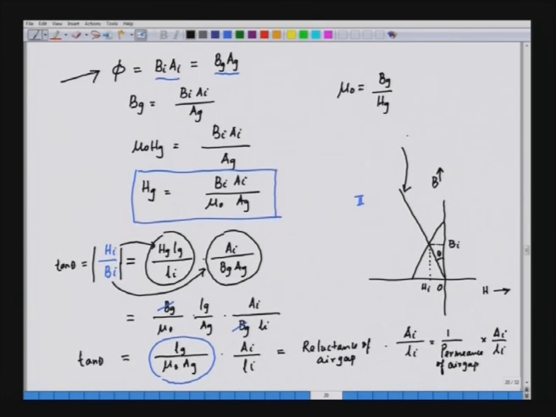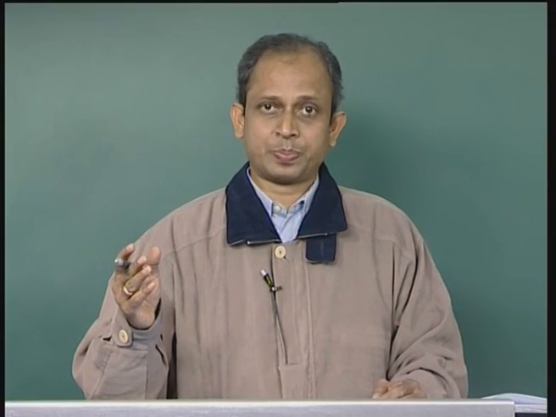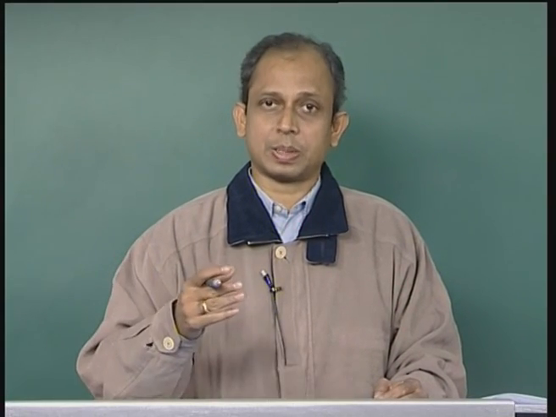We can call this the air gap permeance line. So, this is the significance of this line. This line gives a measure of the permeance or reluctance. Permeance is the inverse of the reluctance.